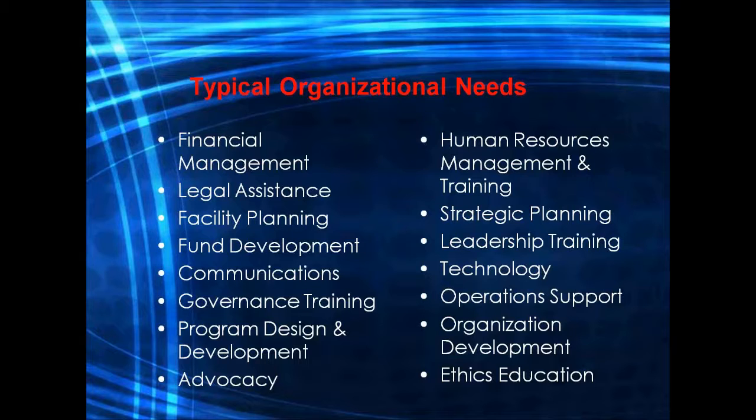So these are the 15 typical organizational needs. Again, there's financial management, legal assistance, facility planning, fund development, communications, governance training, program design and development, advocacy, human resources management and training, strategic planning, leadership training, technology, operation support, organizational development, and ethics education. These are the 15 typical organizational needs that are inherent in the majority of any nonprofit agency.